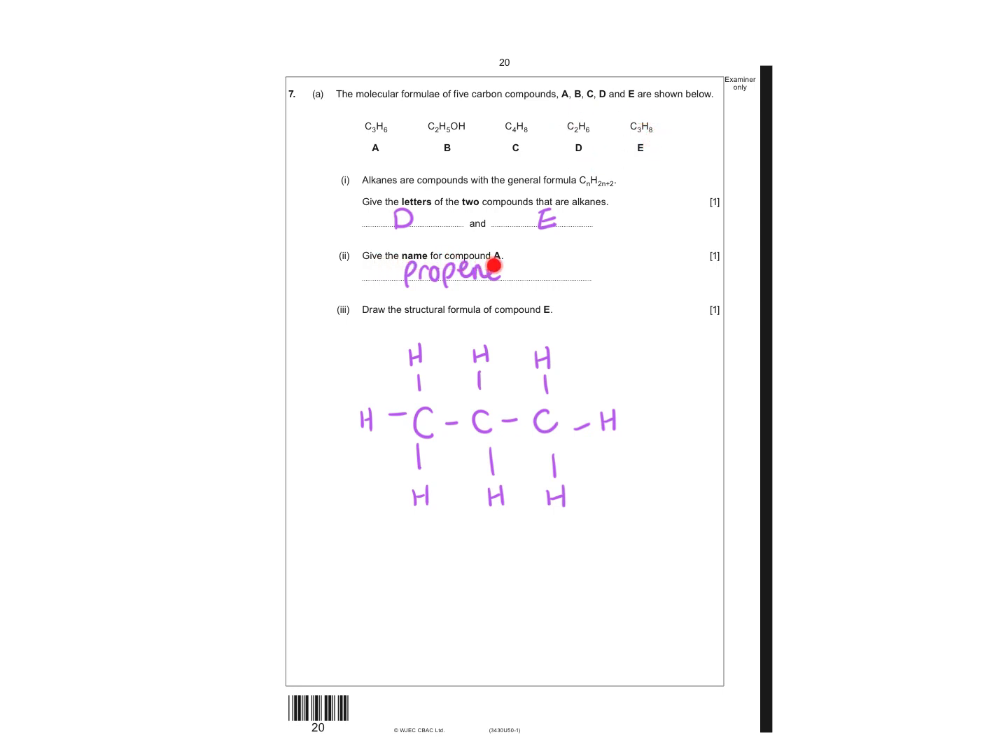Give the name of compound A. So compound A is propane, 3 carbons, and it's an alkene. And then draw the structural formula of compound E.